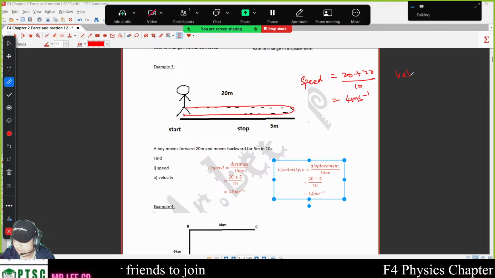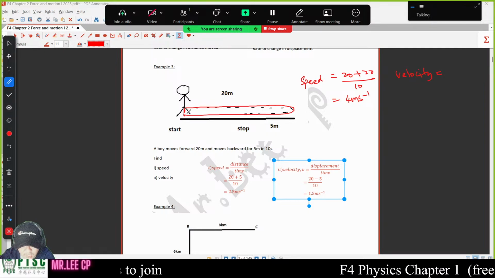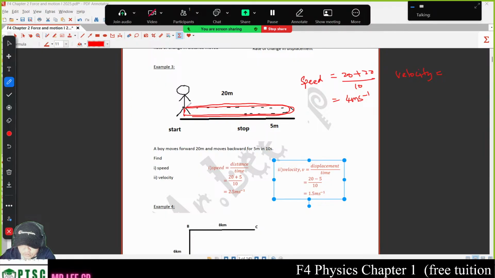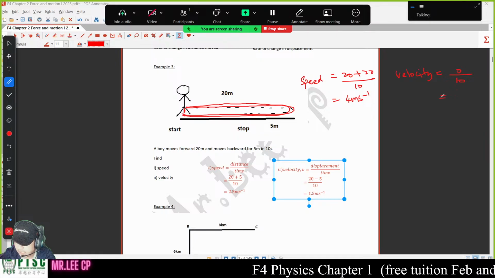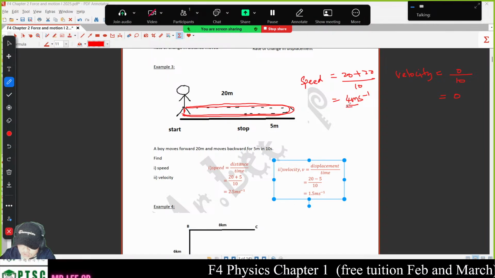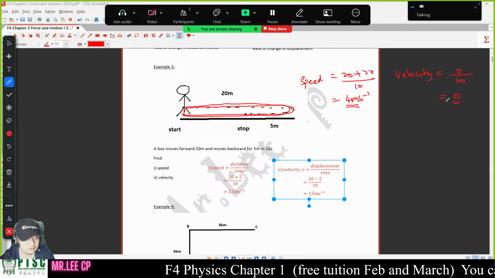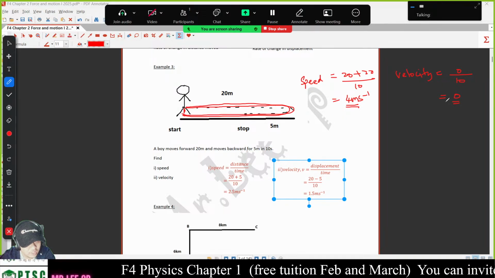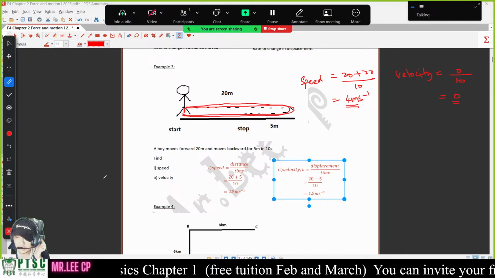But velocity is where you start: you open your eyes and then close your eyes, you cannot see how I move. Now you go back to the original point, so you don't move. This one is 0 over 10, so your velocity is 0. Your speed is 4, but your velocity is 0. That's the difference between speed and velocity. You need to differentiate them. Is that okay?